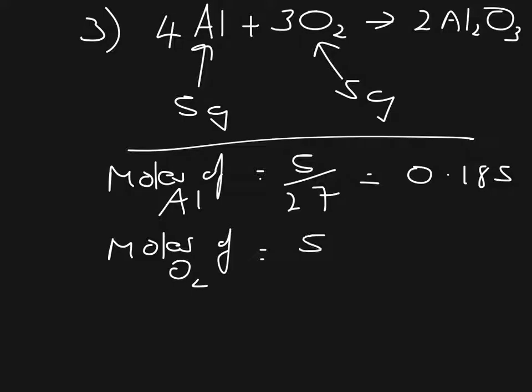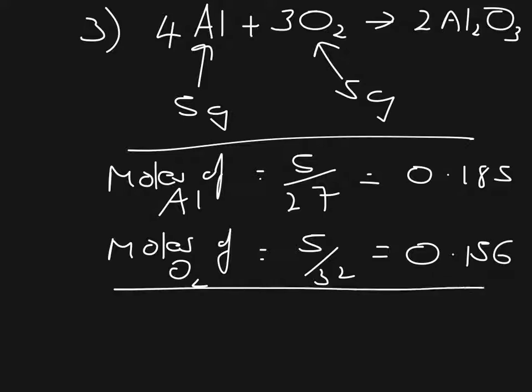Right, so now let's work out our moles of O2. Now it's going to be 5 divided by 32 for the molar mass of oxygen, and that comes to 0.156. Right, so which one is in excess?